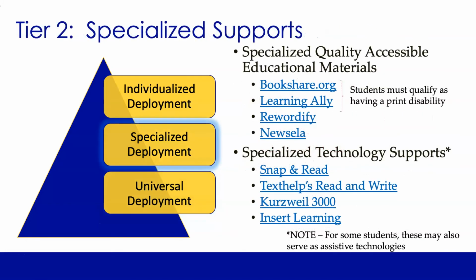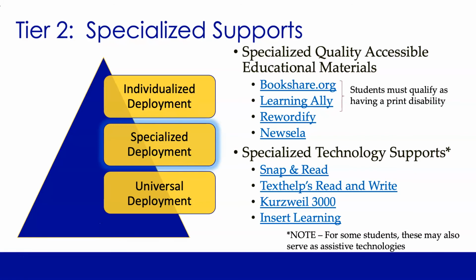Let's look at specialized supports, or that second tier. Again, thinking about this within that concept of multi-tiered systems of support. We're increasing the intensity and specificity of the supports. So when we look at specialized quality accessible education materials, we can look at supports like Bookshare.org or Learning Ally. If students have a qualifying print disability, they are eligible for these services within Nebraska.